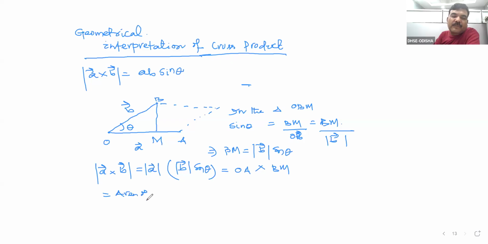Area of the parallelogram whose adjacent sides are A bar and B bar, right?